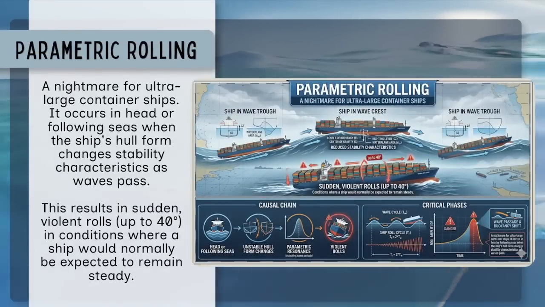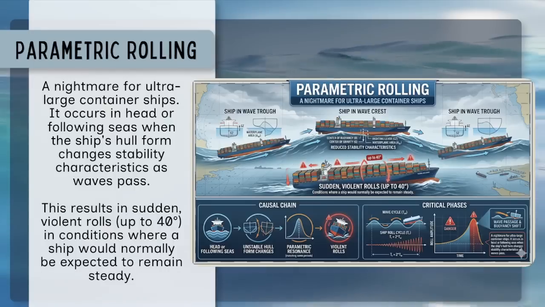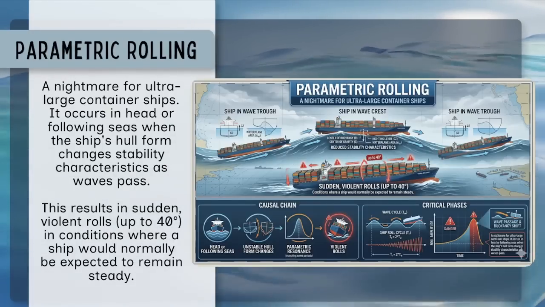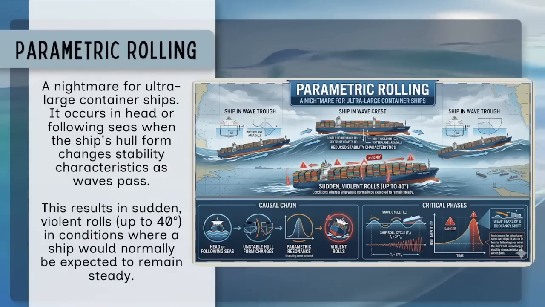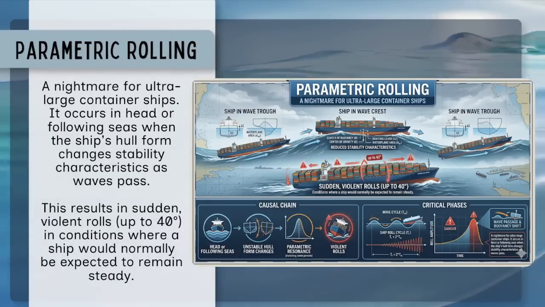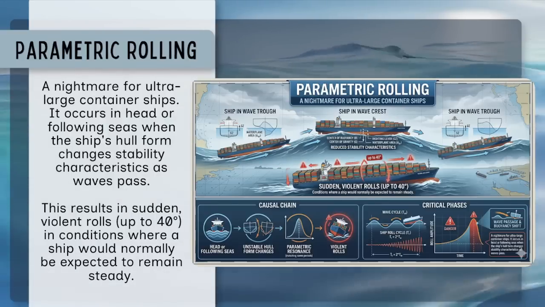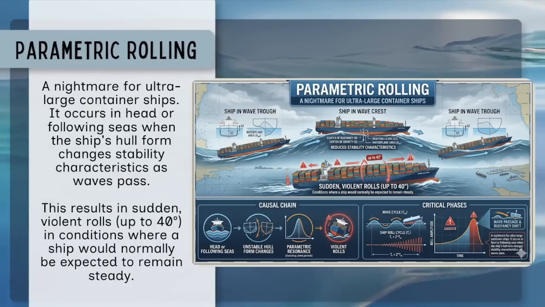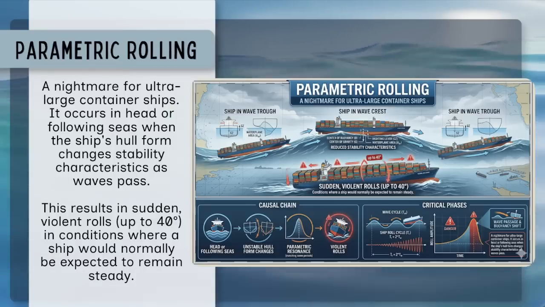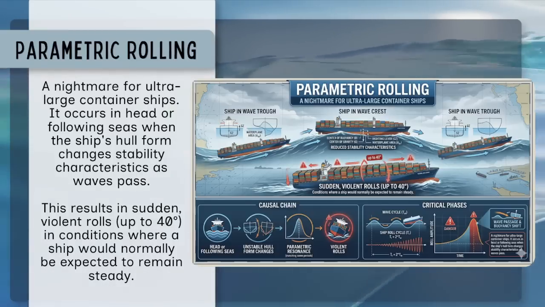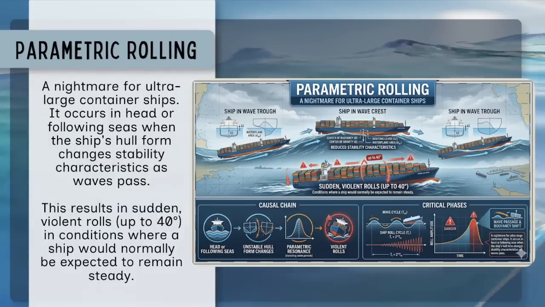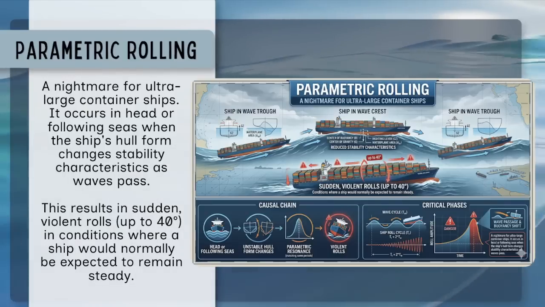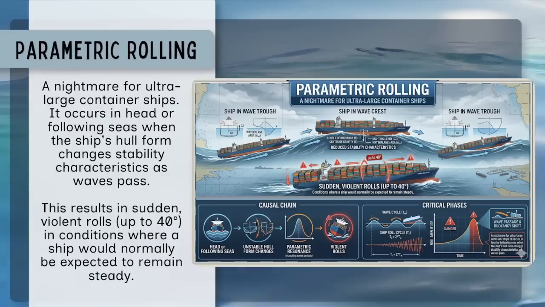So next is parametric rolling. This one is a nightmare for ultra-large container ships because it occurs in head or following seas when the ship's hull form changes stability characteristics as waves pass. And the result is very sudden, violent rolls, which could be up to 40 degrees in conditions where a ship would normally be expected to remain steady.